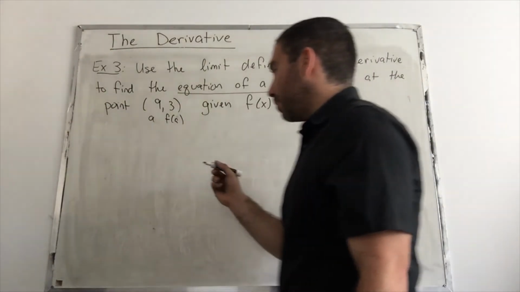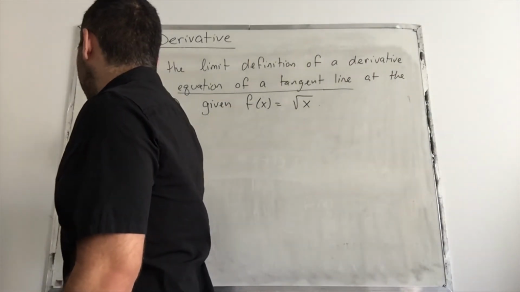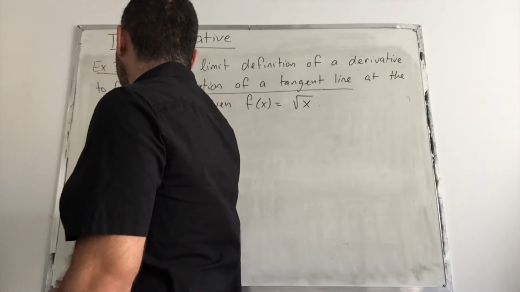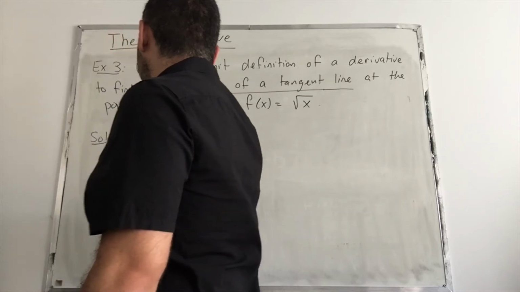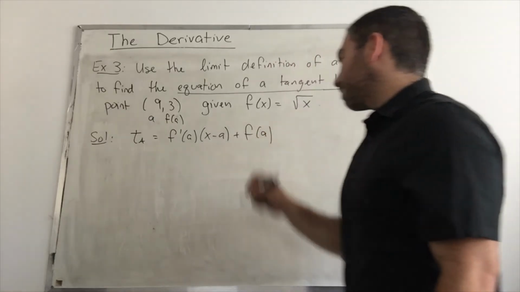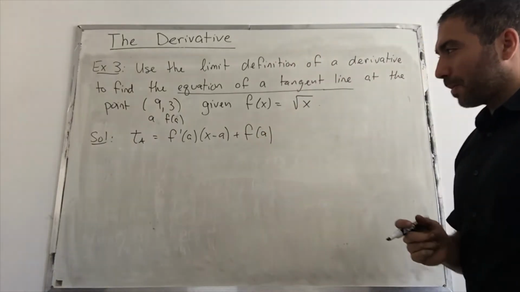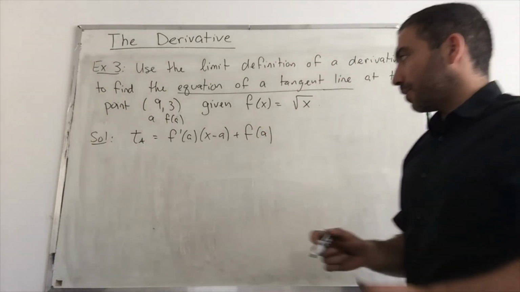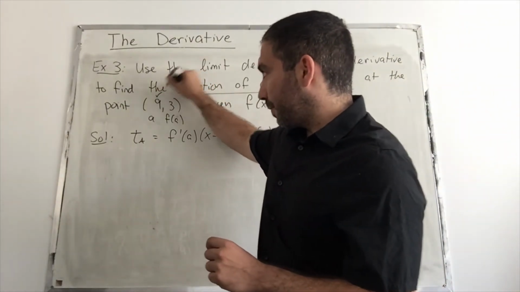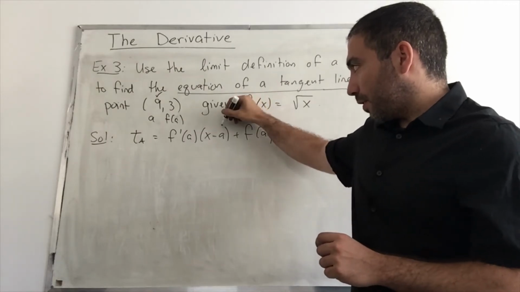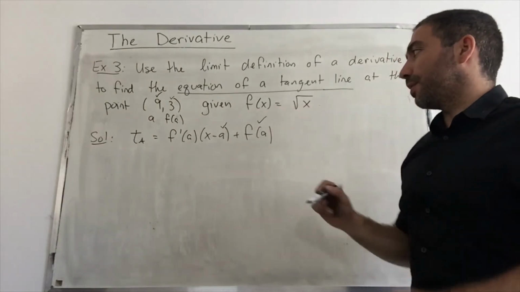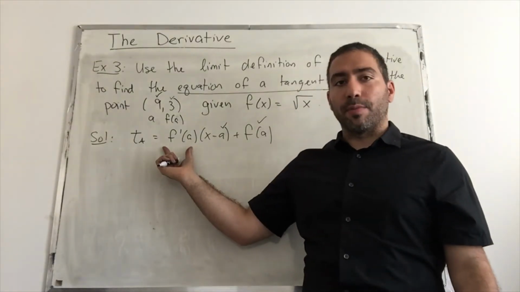The first thing I would do is write the formula. So the equation of a tangent line is f prime of a times x minus a, plus f of a. Let's start off with a and f of a, which are done. We have that. A is 9, this part's done. And f of a is done. We have our 3. These two are done. What we have to go get is our f prime of a.